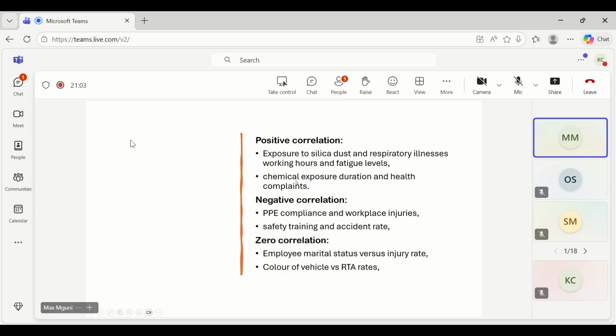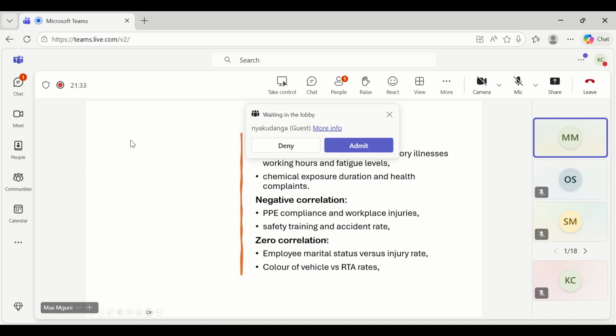Negative correlations: PPE compliance and workplace injuries. The more you use PPE, the workplace injuries may go down. There are other factors that may also cause these injuries to go down, but the more people comply with PPE, there is a negative correlation there. Safety training and accident rate as well, although we are not ignoring other factors that may contribute to a reduction in accident rate, but there is definitely a negative correlation between safety training and accident rate.